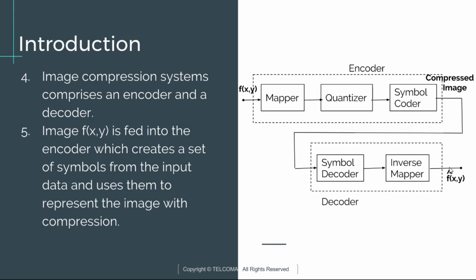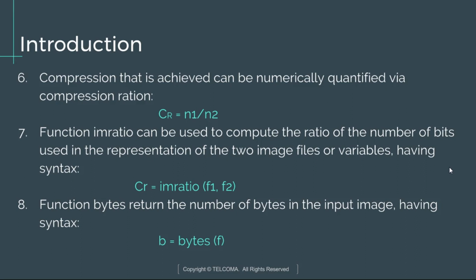Image compression systems comprise an encoder and a decoder. Image f(x, y) is fed into the encoder, which creates a set of symbols from the input data and uses them to represent the image with compression. The compression achieved can be numerically quantified via the compression ratio, that is CR equals N1 by N2. Here N1 and N2 denote the number of information carrying bits in the original and encoded images respectively.